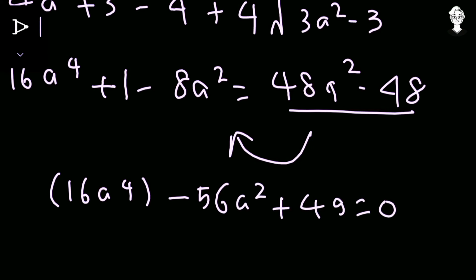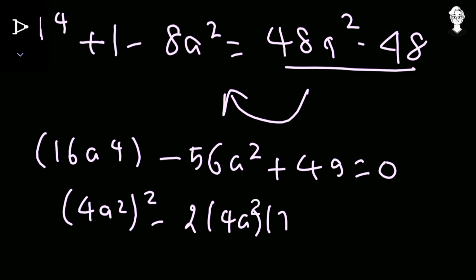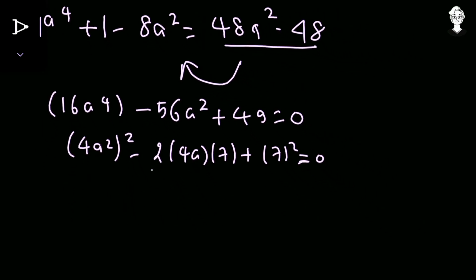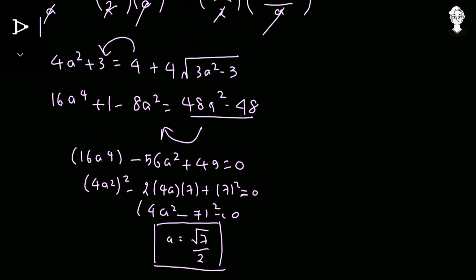And this thing is very nice and clear. It becomes (4a²)² minus 2 times 4 times 7 times a² plus 7², and that is equal to 0. We can clearly see the identity a² minus 2ab plus b², so it becomes (4a² minus 7)² equal to 0. So from here we get the value of a as square root of 7 upon 2. So this is the value of a, that is square root of 7 upon 2.